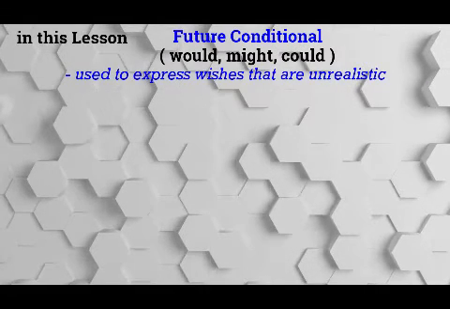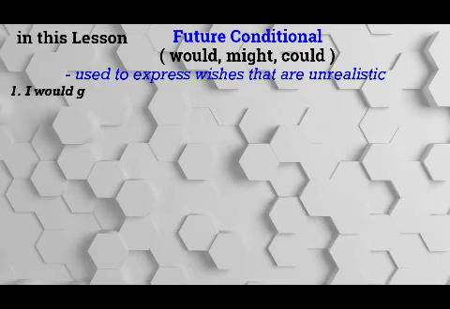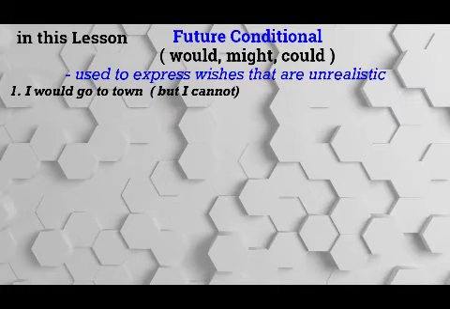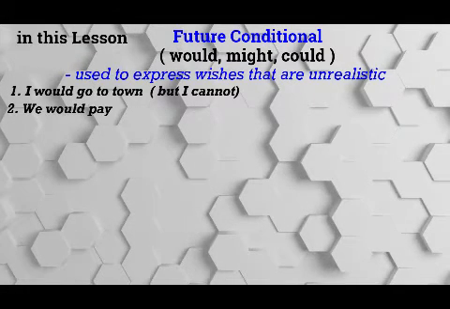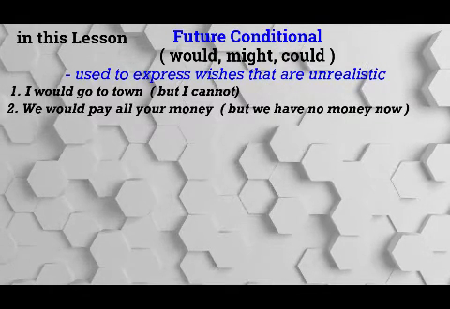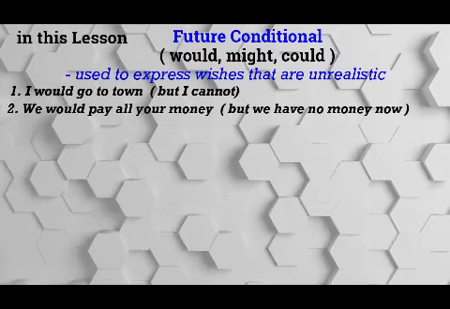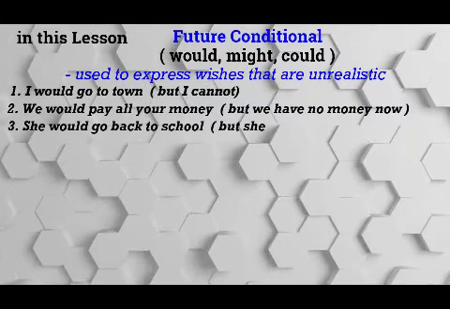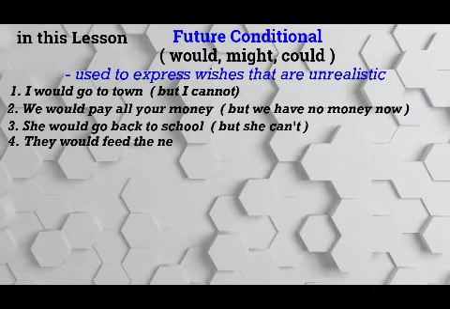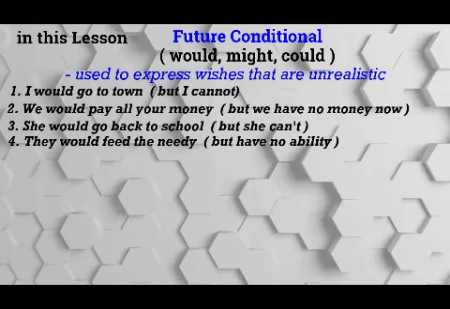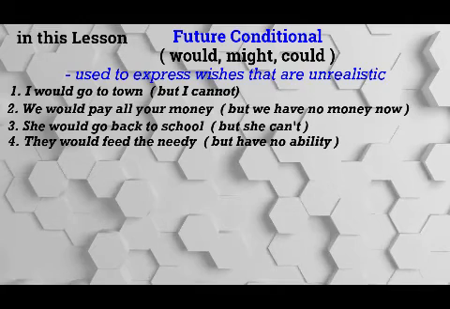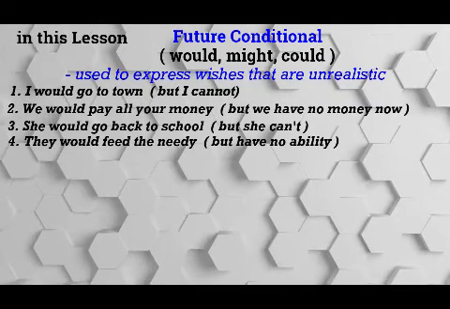Look at these sentences. 1. I would go to town. This means I want to go, but I cannot. 2. We would pay all your money. Unfortunately, we have no money now, so we can't pay. She would go back to school. That means if she could, but she cannot. They would feed the needy, but they have no ability to. So these sentences express wishes that are not realistic at that moment.